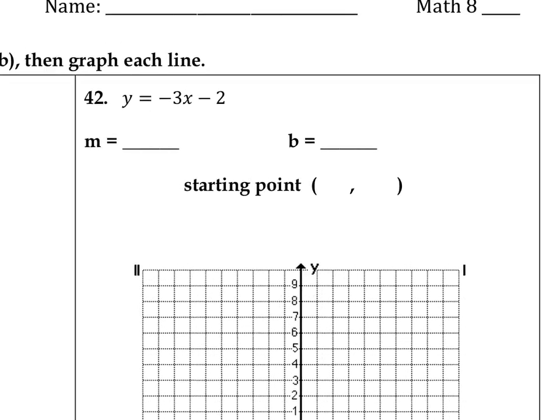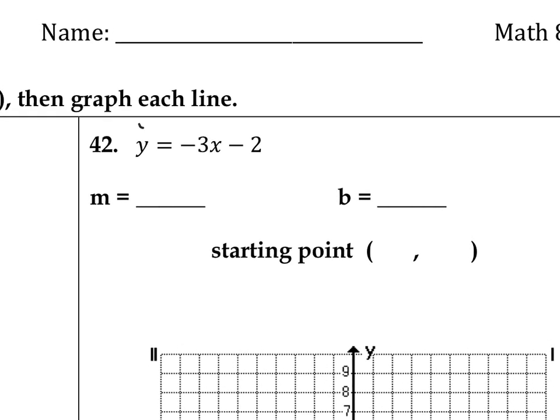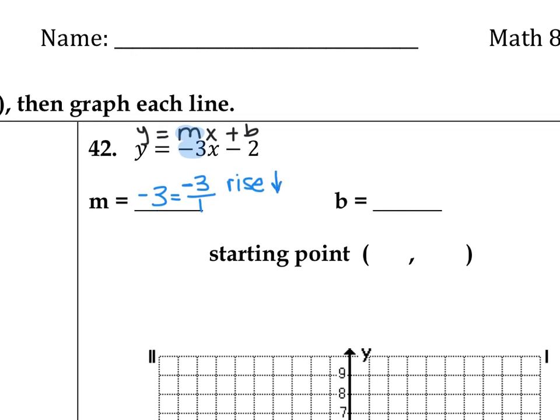Here we have y equals -3x minus 2. So again, y equals mx plus b. So our m is the number in front of the x. That's -3. Again, I'm going to make it into a fraction so that we have a rise over run. So -3 over 1. So our rise is down 3 because it's negative, and our run, left or right, it's positive, so we're going to the right 1.